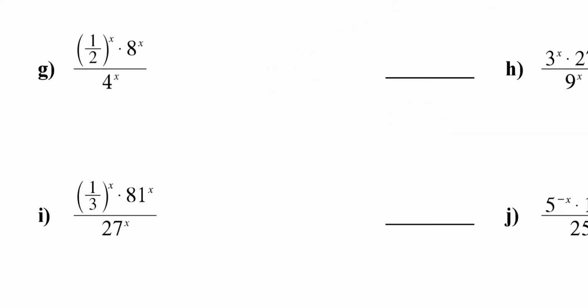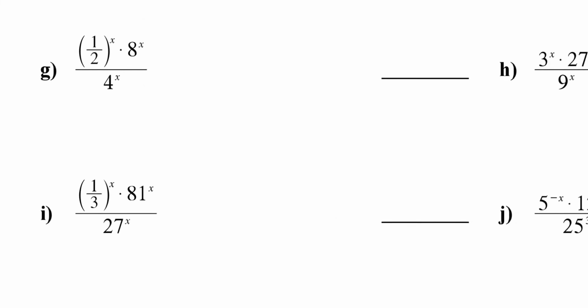Okay, so what's going on with letter G here? With letter G, I can tell right away that you want to rewrite all these bases. They're all different right now. I have a half, I have an 8, and a 4, and you want to make sure that you're writing everything with the same base. So this is one way. Let me just show you a few ways on how you can do this.